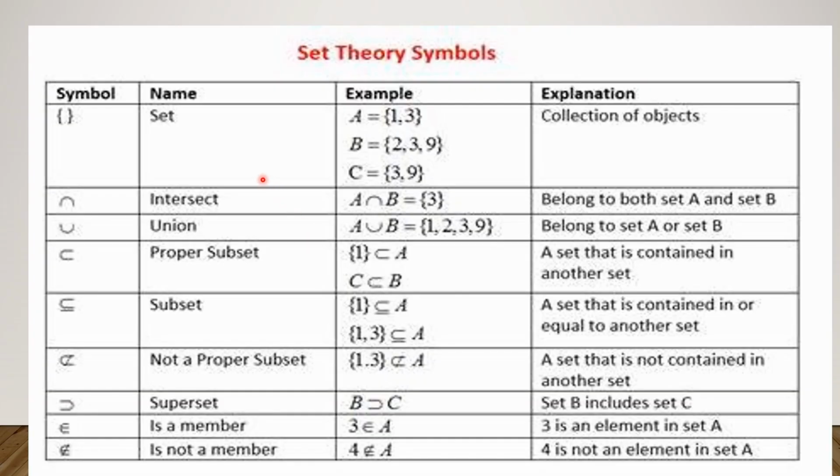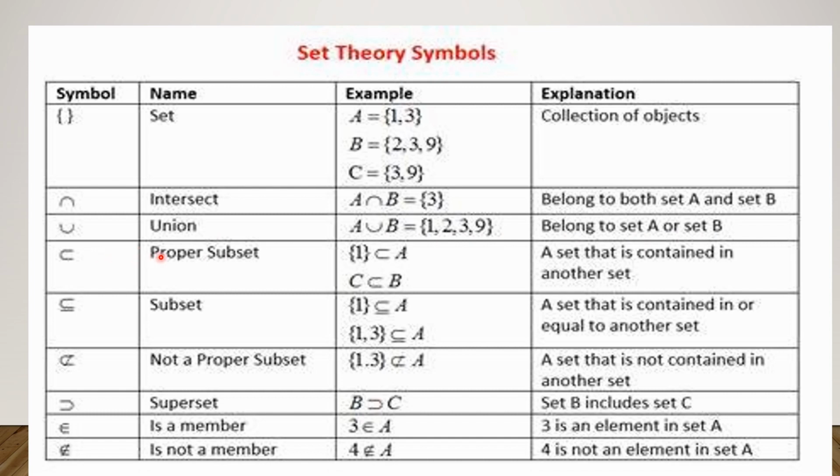Let's see some symbols of set theory. First, we have curly braces here. The symbol curly braces represents the set. You can see an example here, and the explanation of the symbol. This symbol is written here, a collection of objects. Then the second one is intersection, which belongs to both sets A and B. Here we can find this relation. Next one is union, which means belonging to set A or set B.